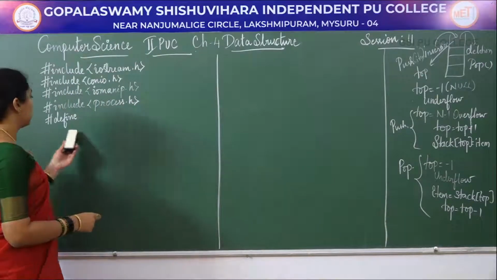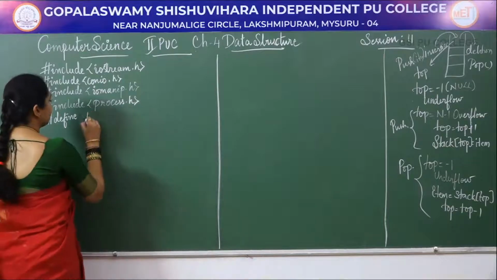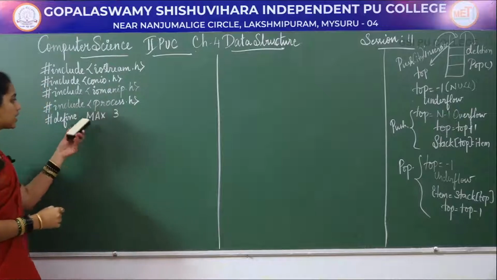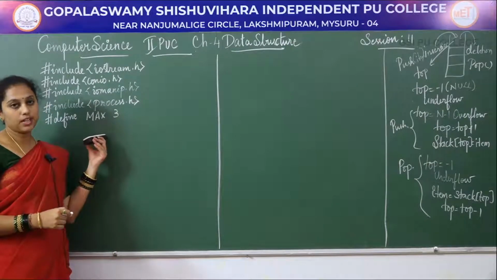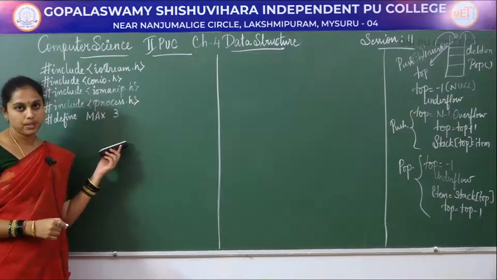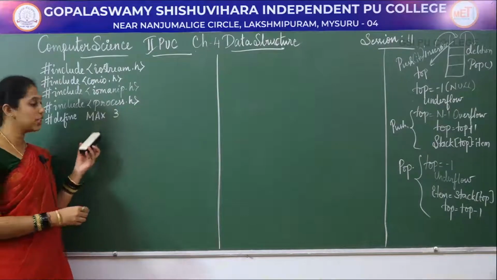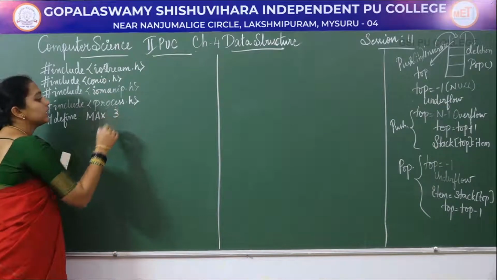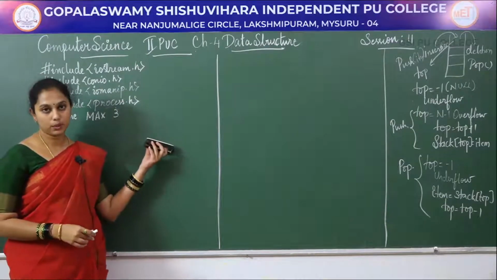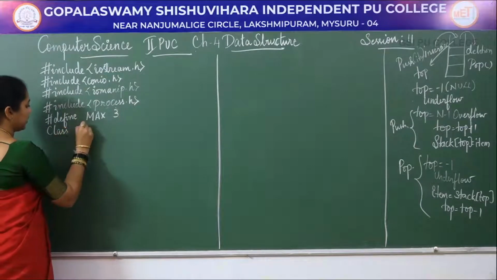Next, the #define directive is used to define a macro. So the word max in a macro definition is a macro expansion. Whenever the compiler encounters the word max, it replaces it with the code 3. There is no semicolon at the end of the macro. So I am creating a class called stack.